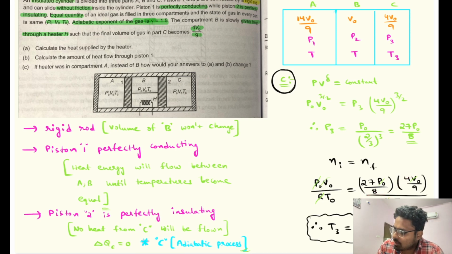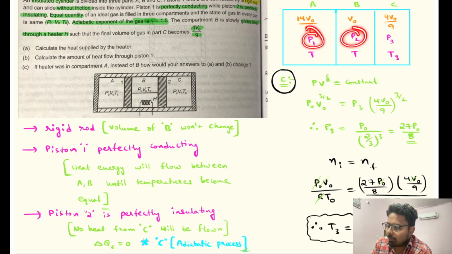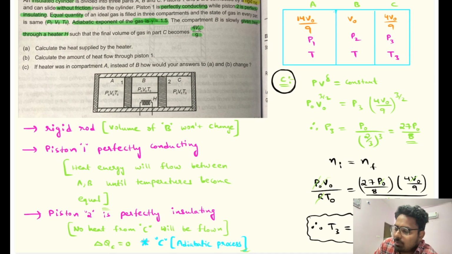So already, out of the 5 variables that I have, I was able to find 2 variables. What are the 2 variables? P3 I have found and T3 I have found. And what are the other variables that are left out? The other variables left out are P1, P2 and T. And one important thing is whatever heat has flowed from here to here.